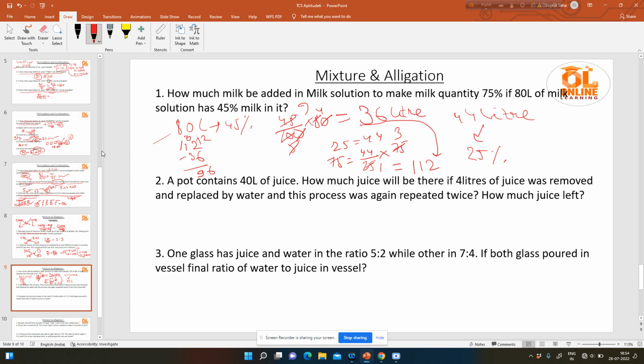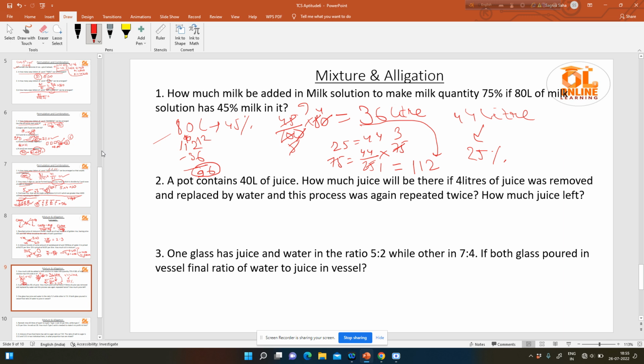36, 10, it would be 10. So 112 minus 36, that is 96 more. Okay, so we have to add 96 liters more, right? So you have got what I want to say, because at first there are 36 liters and 44 liters, so we cannot add more water to it.